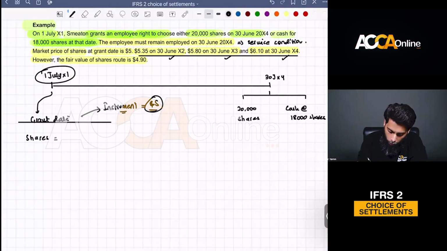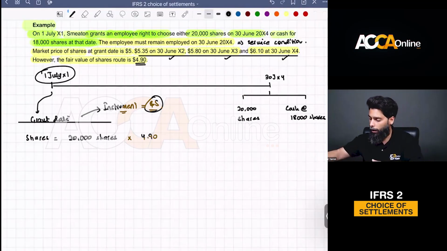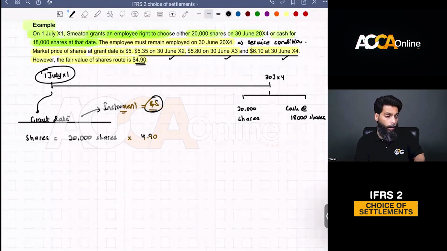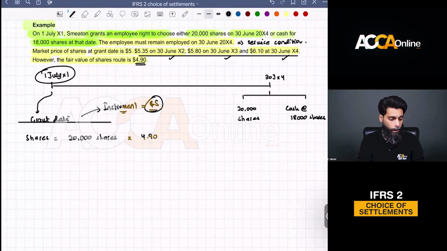The employee would be getting 20,000 shares, which at this date are worth 4.90. So what do you do? Can anybody do 20,000 into 4.9? Please. I have a calculator, but seemingly it's not working at this moment. Can anybody calculate what is 20,000 into 4.9? 98,000.